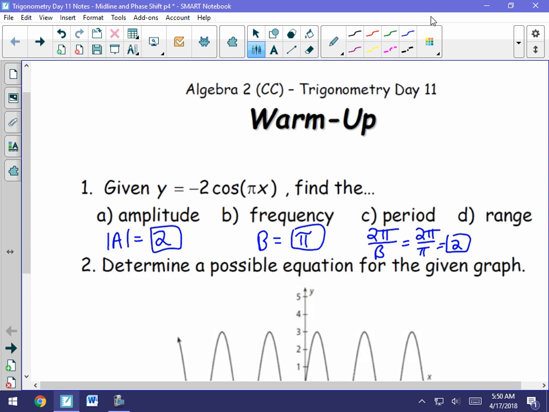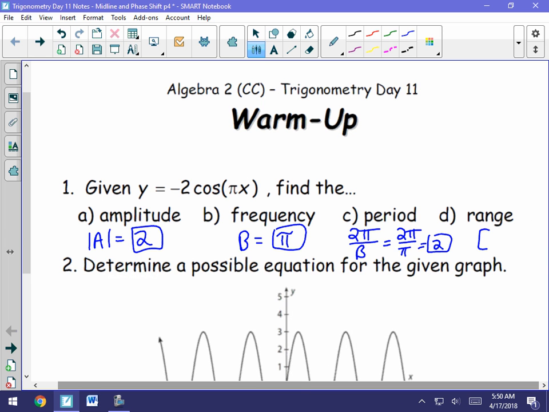And then finally the range, right, which we get from the amplitude. If the amplitude is 2, then that means the range goes from -2 to 2. So just refreshing our memory on some of those concepts from the other day.